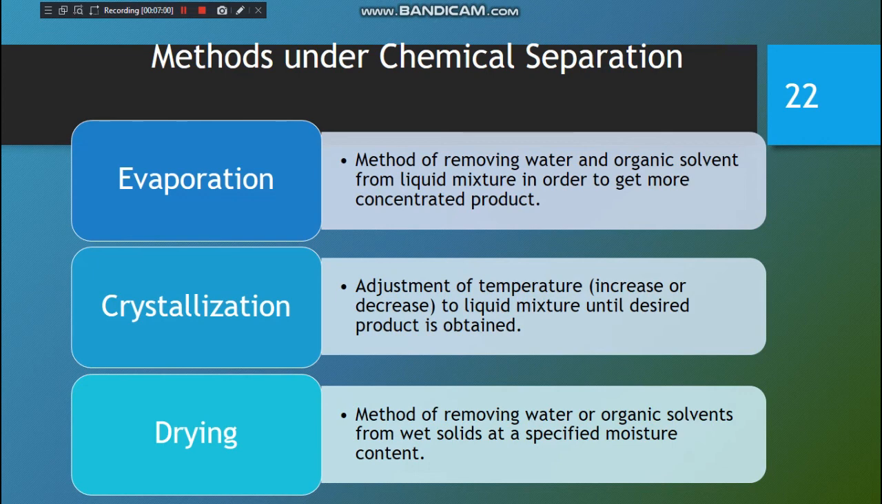Generally, the liquid removed is water, but drying can also be used to separate organic liquids from solid. So, therefore, from this statement, it can be seen that the mixture to be dried is basically heterogeneous, which is solid and liquid. For that matter, the concept of drying can be summarized as: drying generally involves the method of removing water or organic solvent from wet solid at a specified moisture content. The water or organic solvent is removed to the atmosphere in the form of vapor. Okay, so we finish on the drying method.